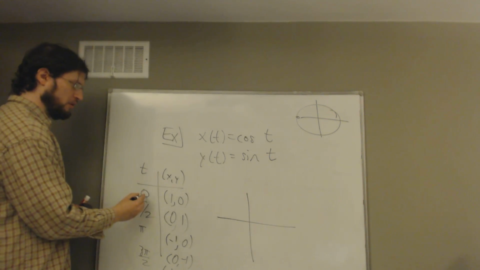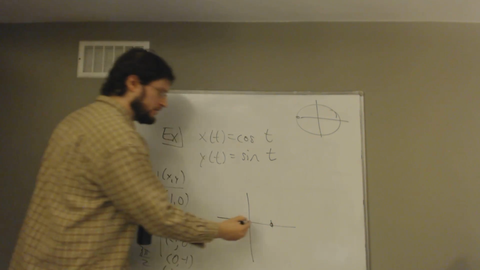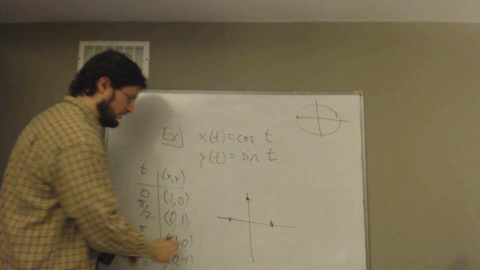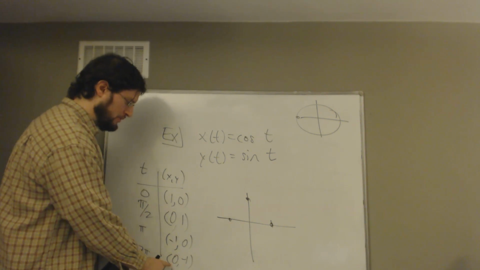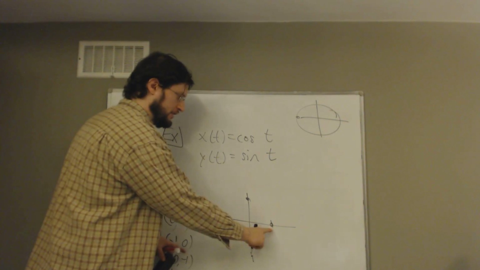So at time 0, we're at the point 1, 0. At time pi over 2, we're at the point 0, 1. At time pi, we're at the point minus 1, 0. At time 3 pi over 2, we're at 0, minus 1. And at time 2 pi, we're back to here.